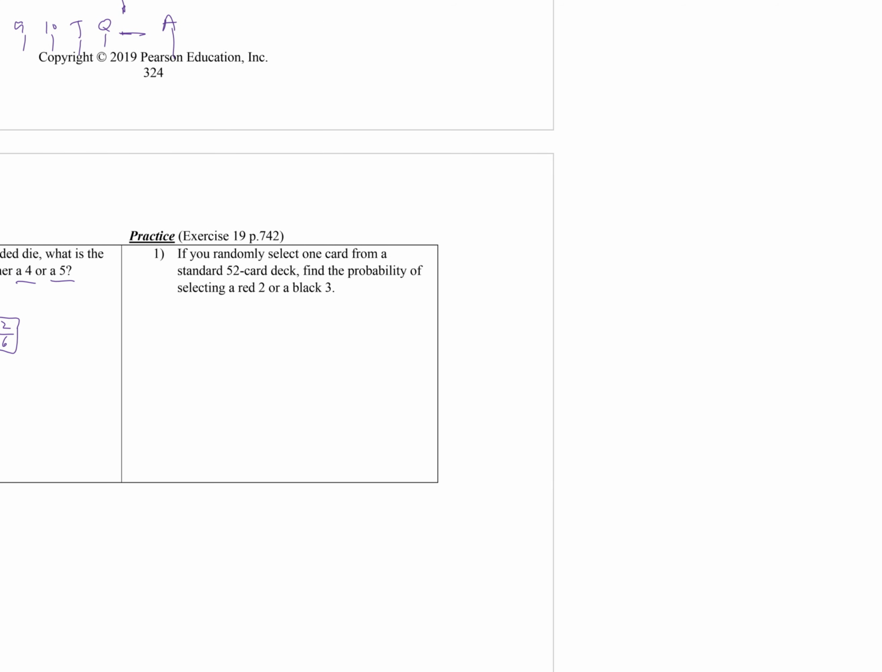So let's see. You select a card at random from a standard 52-card deck. Find the probability of selecting a red 2 or a black 3. Well, a red 2 is a very specific card, right? There's diamonds and hearts, so there are 2 out of 52 cards that are red with the number 2. And then there are 2 cards that are black with the number 3 on them. But they don't overlap. You're not going to get a red 2 and a black 3 mixed, right? They're completely separated. So that's a total of 4 possible cards out of the 52.